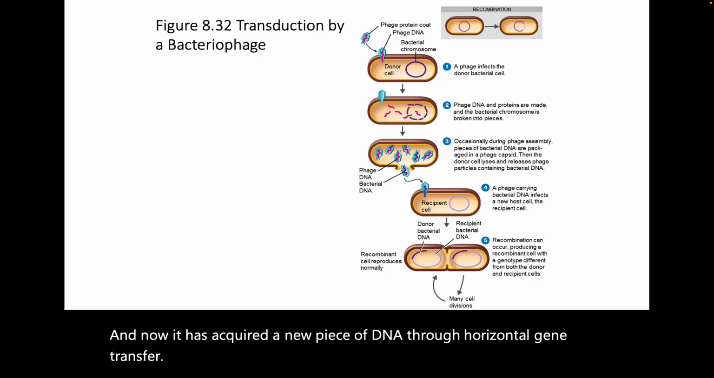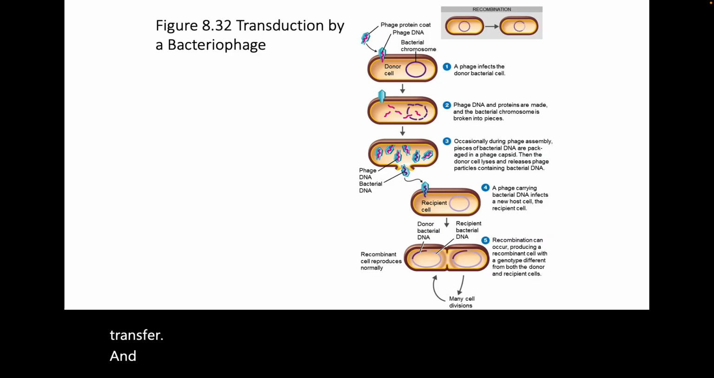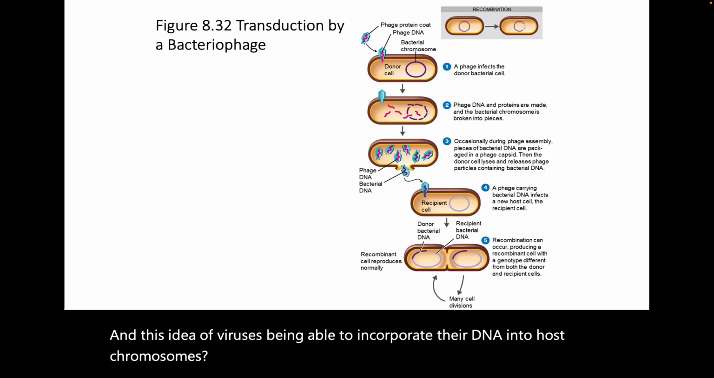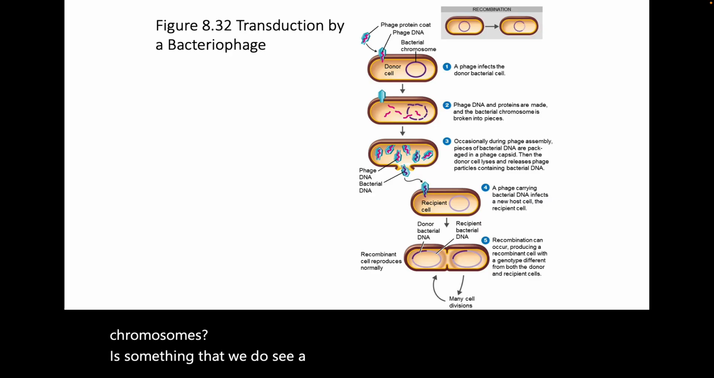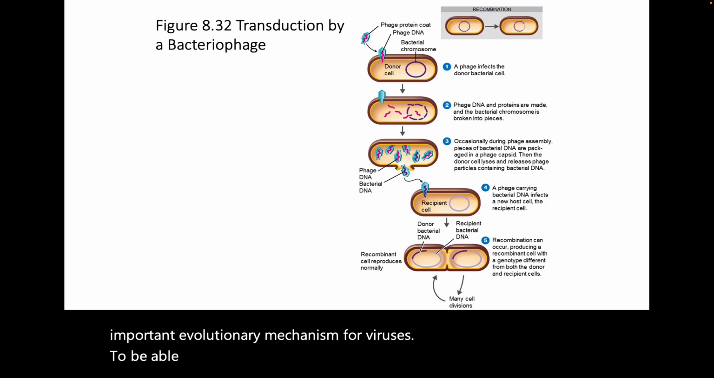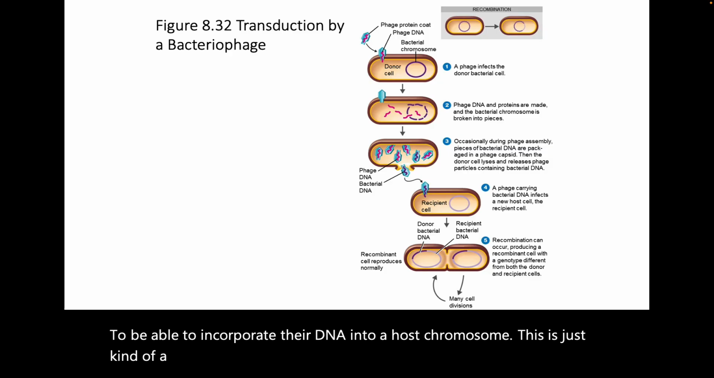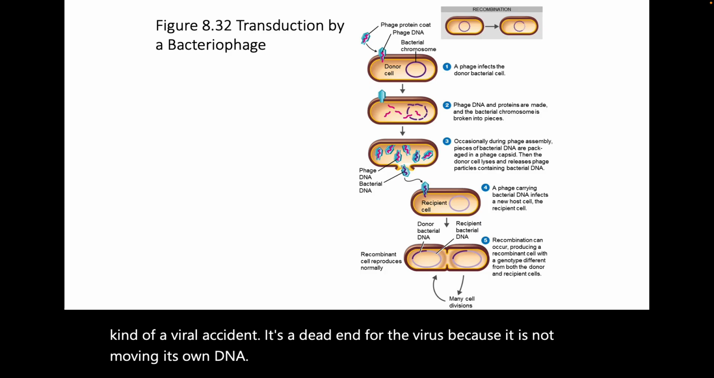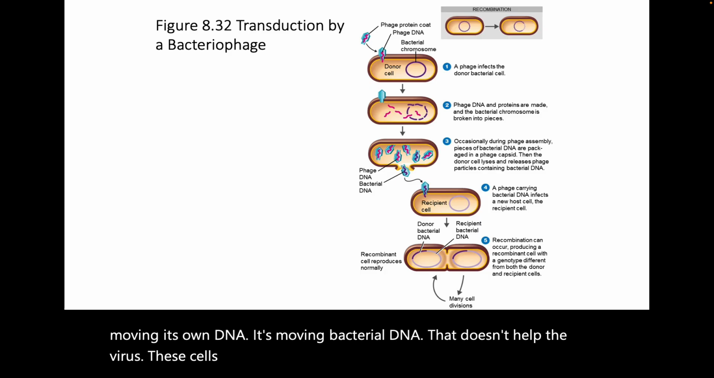And you know, this idea of viruses being able to incorporate their DNA into host chromosomes is something that we do see a lot with animal viruses too. This is a really important evolutionary mechanism for viruses, to be able to incorporate their DNA into a host chromosome. This is just kind of a viral accident. It's a dead end for the virus because it is not moving its own DNA, it's moving bacterial DNA. That doesn't help the virus. These cells are not going to make new virus.